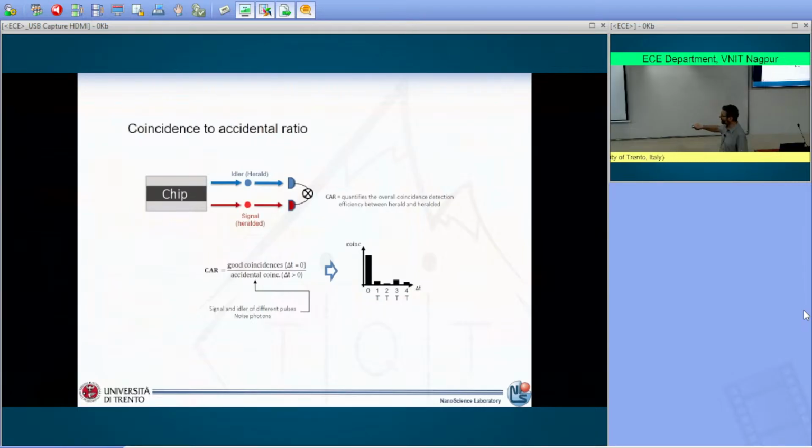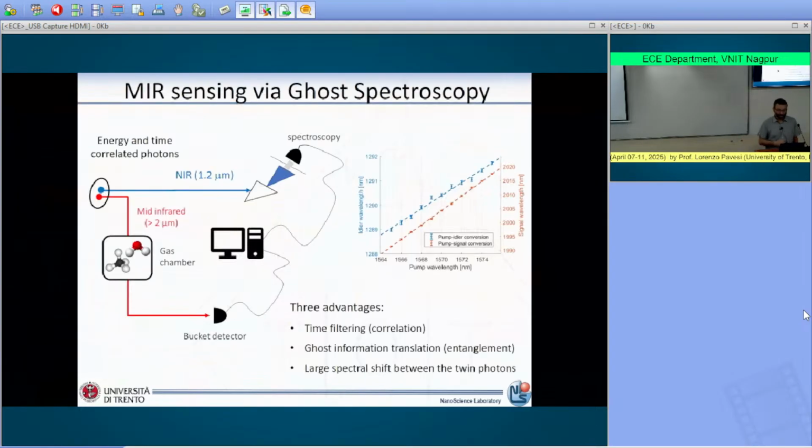Okay? The larger this number is, the better the situation is, because for a large ratio you have a large number of good coincidences with respect to the accidental coincidences. And so this is a number that people use in order to quantify the quality of the source that they are producing. But let us see the kind of approach that we are using in order to improve the signal with respect to the noise in our mid-infrared transmission experiment.